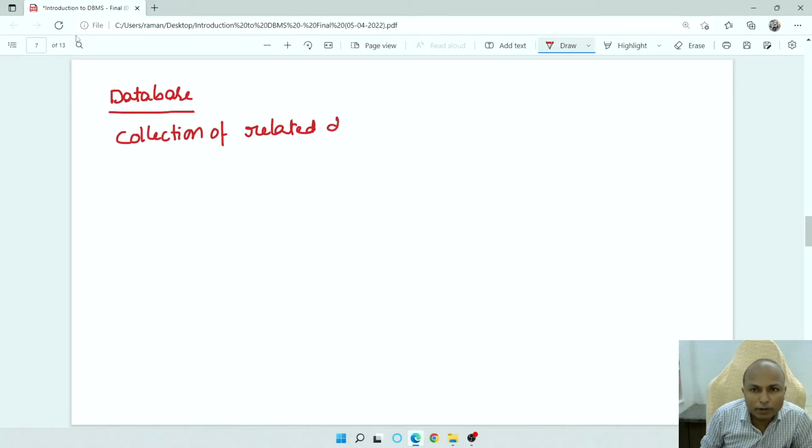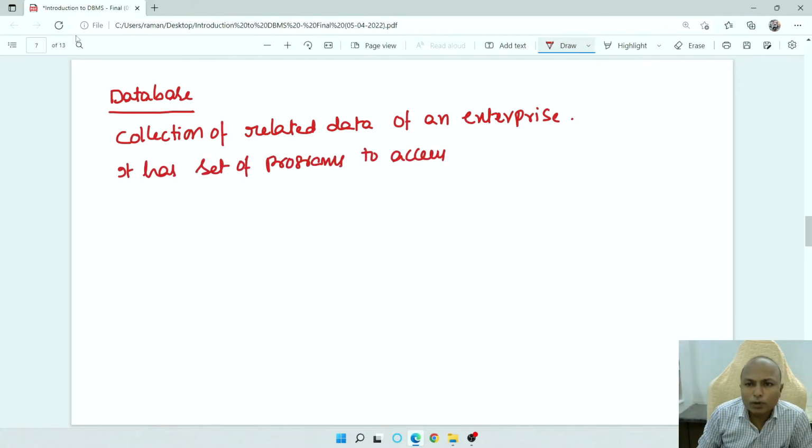Now we need to understand what is meant by database. A database is a collection of related data of an enterprise, and it has a set of programs to access the data. So related data belonging to one particular enterprise or organization is nothing but a database. There we use a set of programs to access the data.